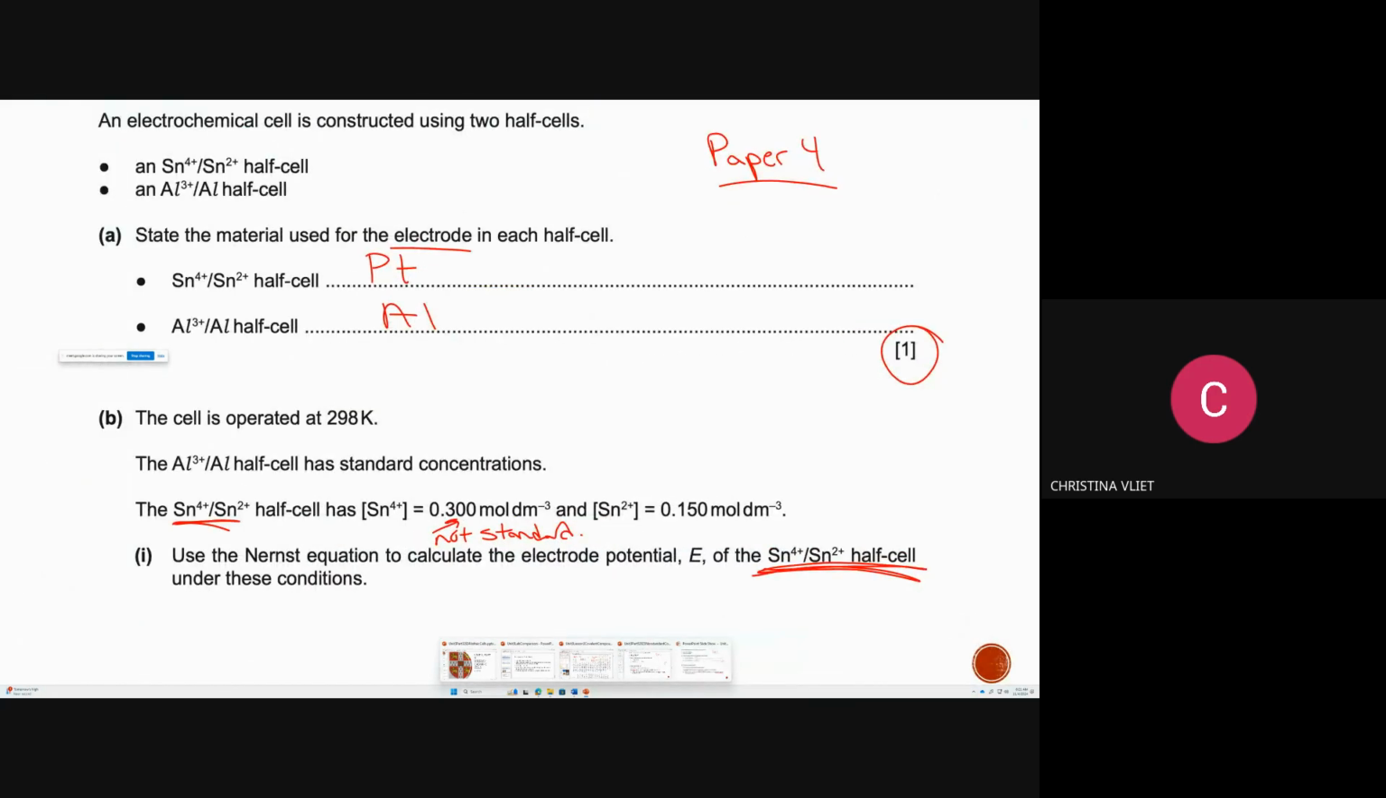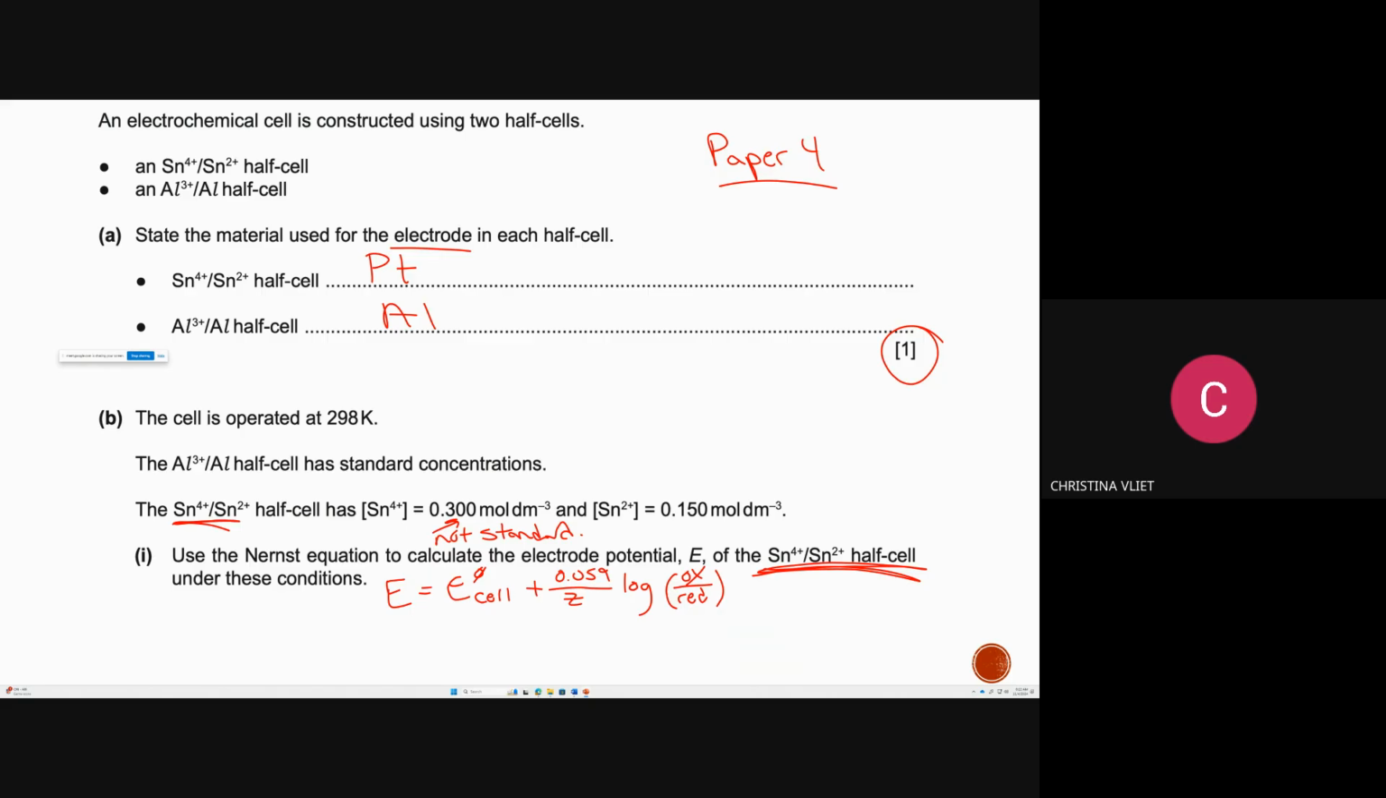Okay, so the formula is E equals the standard E for the half cell plus 0.059 divided by Z, and then it's log of the oxidized form over the reduced form, which I just call oxred. That's how I remember it, because I don't want to write all those things. So far, so good? That's the formula. I don't write oxidized form over reduced form. I just write oxred, because I think that's less.